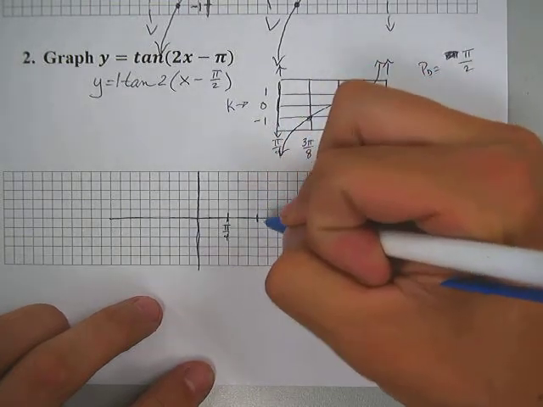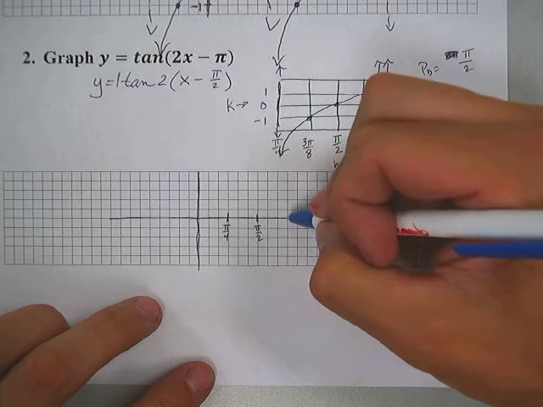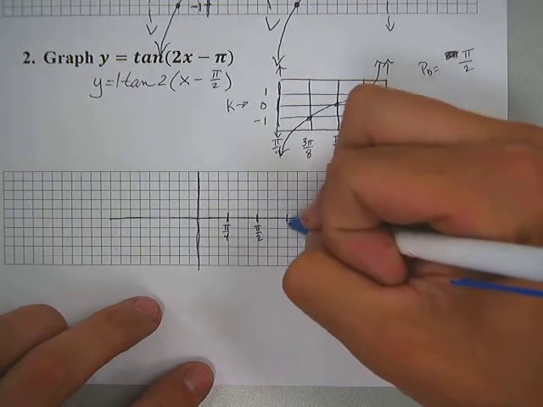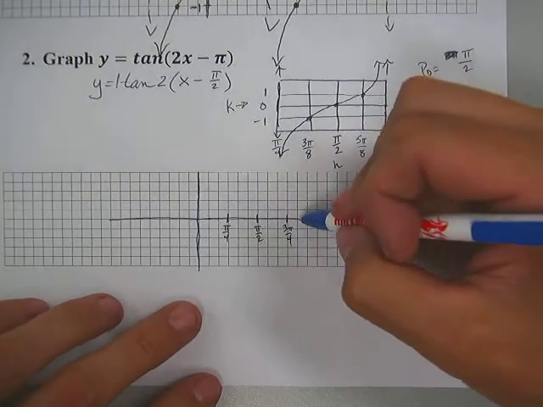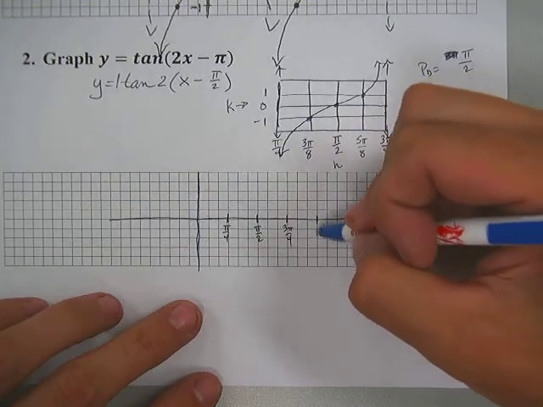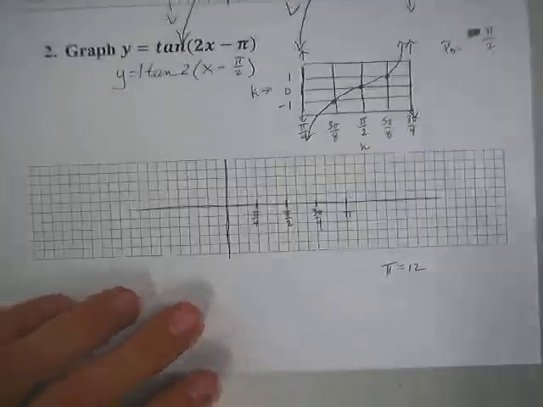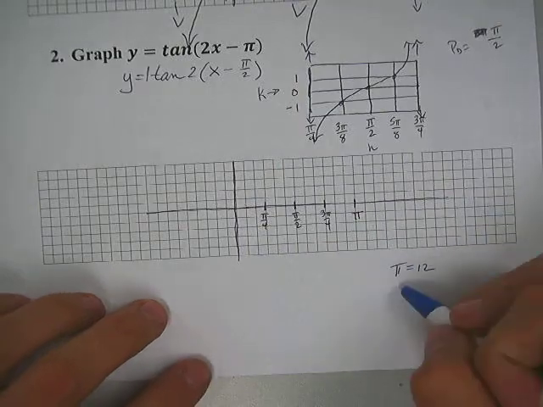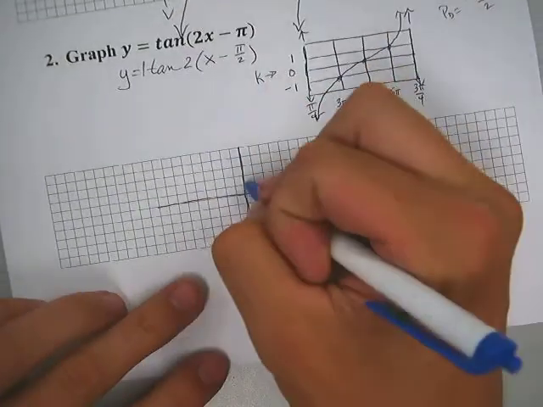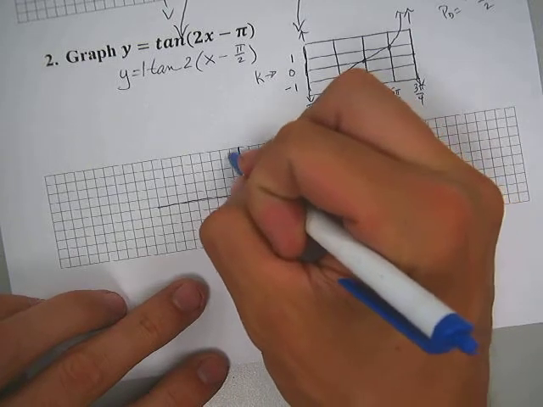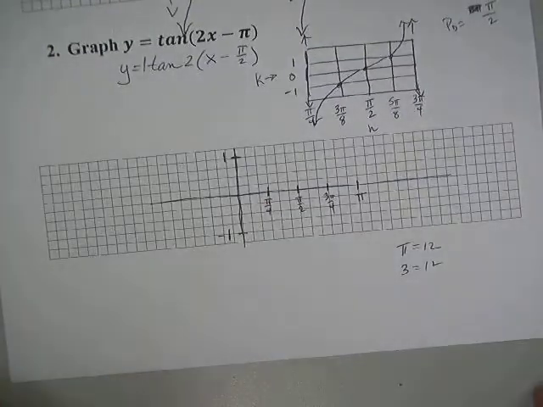4, 5, 6/12, also known as pi over 2. 7, 8, 9/12, just 3 pi over 4. 10, 11, 12, so that's pi. Alright, now let me do the up and down here. So that means 3 is going to equal 12, so I have to go up 1, 2, 3, 4. That's at 1. And 1, 2, 3, 4, that's at negative 1.